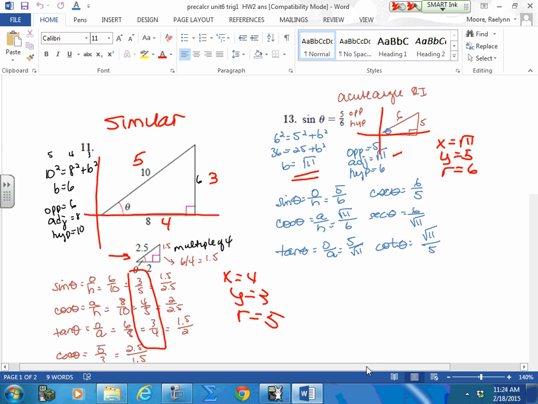Everybody's good with this? If I gave you a quiz on this now, it would be good? So what would not be good? I'm just asking you to find one extra side of your right triangle, Pythagorean theorem, and then apply your functions. SOHCAHTOA or XYRs, do those. Good? That's easy. This is easy.